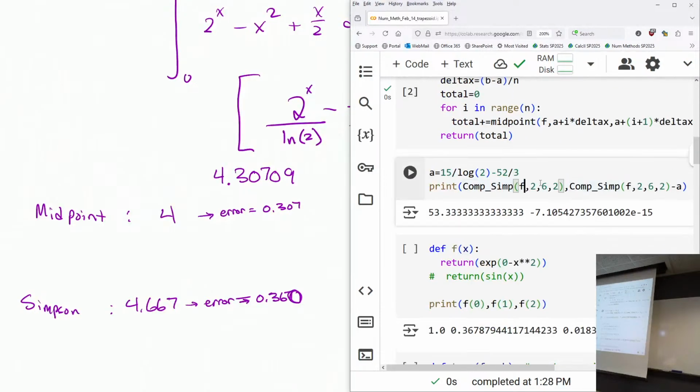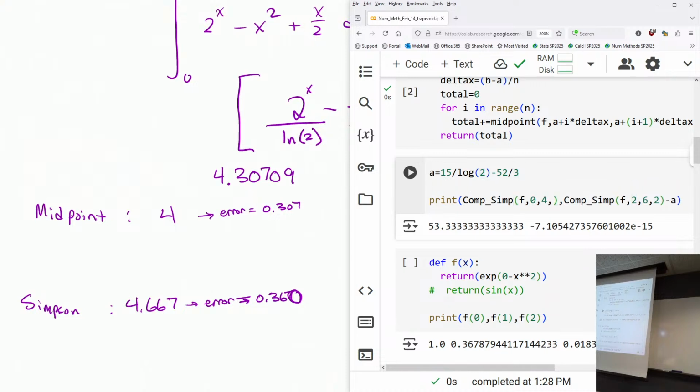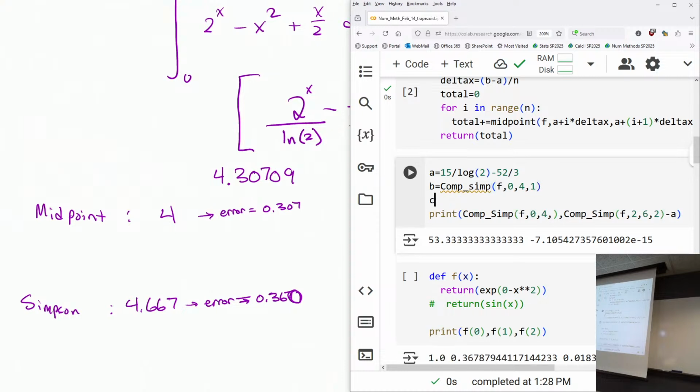And now we can go down here and do the composite Simpson's rule between 0 and 4. You know what? This is so inefficient. Let's do it this way. We're going to say that B is equal to the composite Simpsons with F between 0 and 4 with 1 interval. C is the composite midpoint. I know this feels super inefficient. I think I need to put a capital S up here. Midpoint.